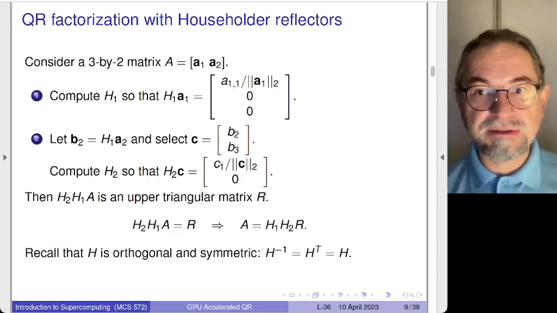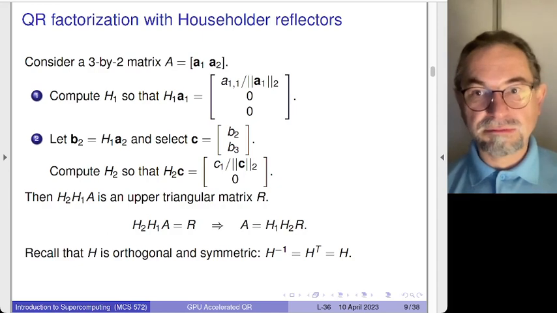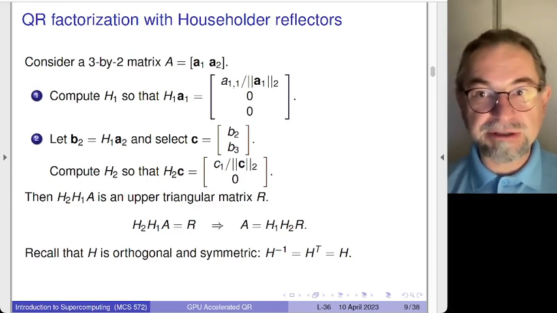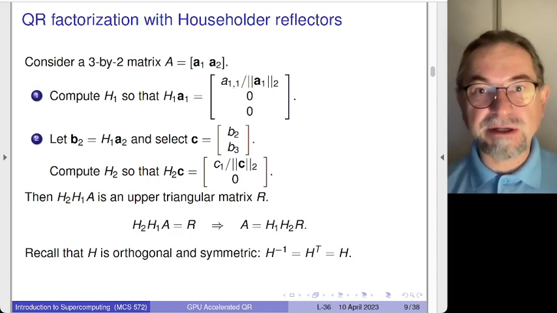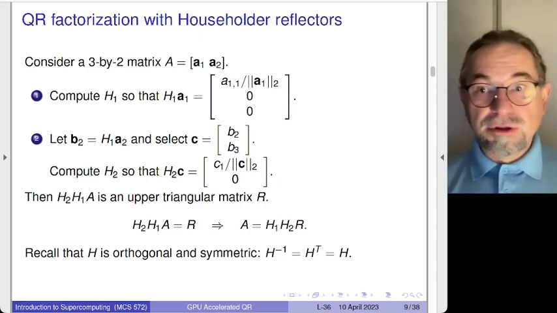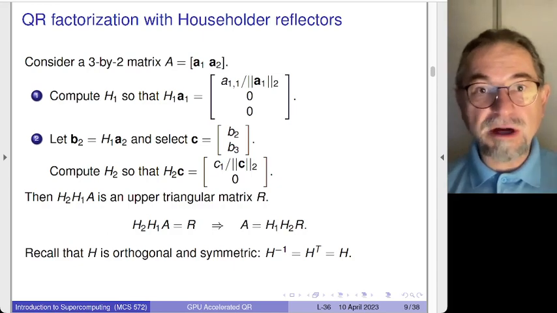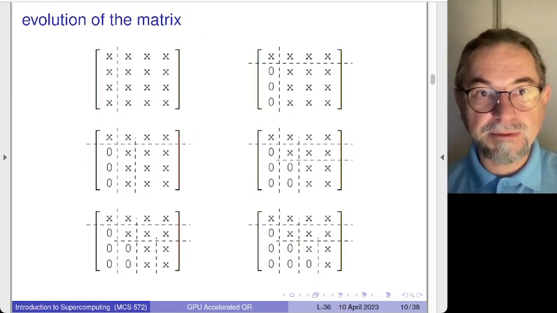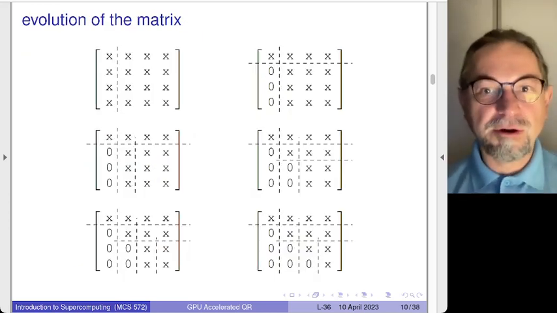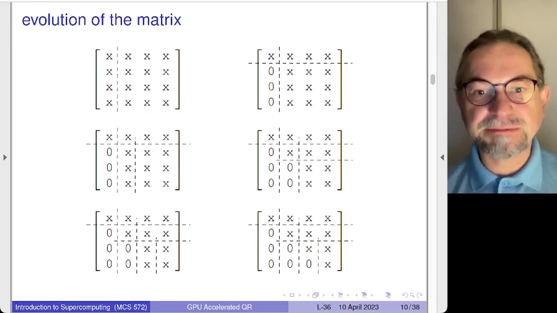In other courses, you may see the Gram-Schmidt orthogonalization, which also has a very nice geometric representation and is sometimes seen as an alternative. This Householder QR is twice as efficient as the Gram-Schmidt. Here you see the evolution of the algorithm, the evolution of the matrix. So how in a 4 by 4 matrix we gradually introduce more and more zeros.